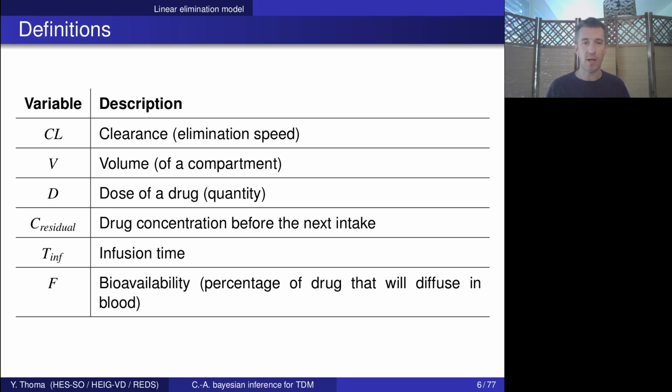We'll have the infusion time that is really necessary for infusion types of intakes, and something which is the bioavailability, which represents the percentage of drug that will actually diffuse into the blood. Because if you take an oral pill, not the entire quantity of drug will end up within the blood.